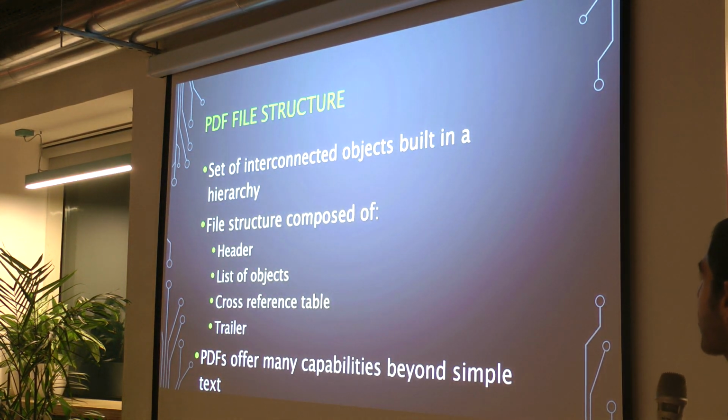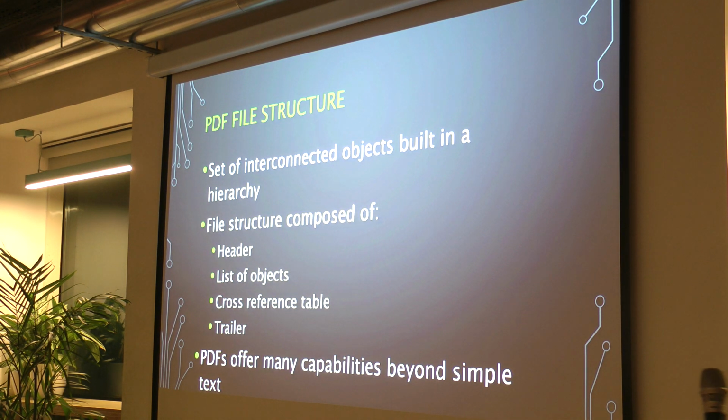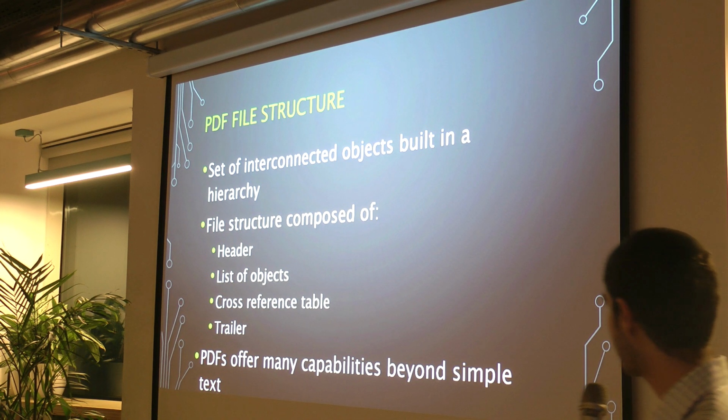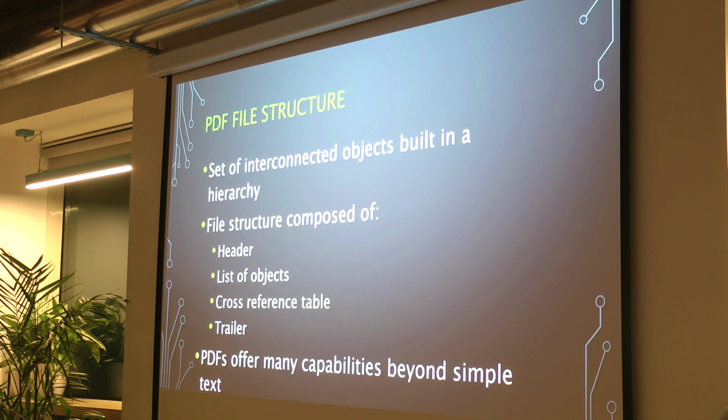Let's start learning about the structure of a PDF. A PDF is a set of interconnected objects built in a hierarchy. The file structure consists of a header, a list of objects, a cross-reference table, and a trailer. PDFs offer many capabilities beyond simple text, such as JavaScript code, encryption, and even multimedia images.